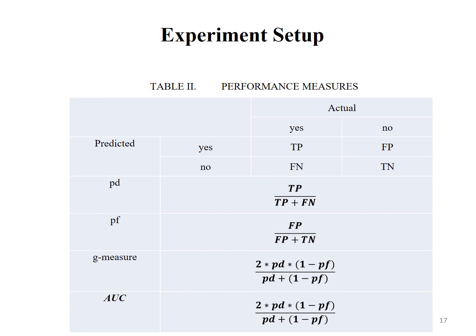In the experiment, we employ 3 commonly used performance measures, including PD, PF, and G measure. Probability of detection, or PD, is the measure of defective modules that are correctly predicted within the defective class. The higher the PD, the fewer the false negative results.